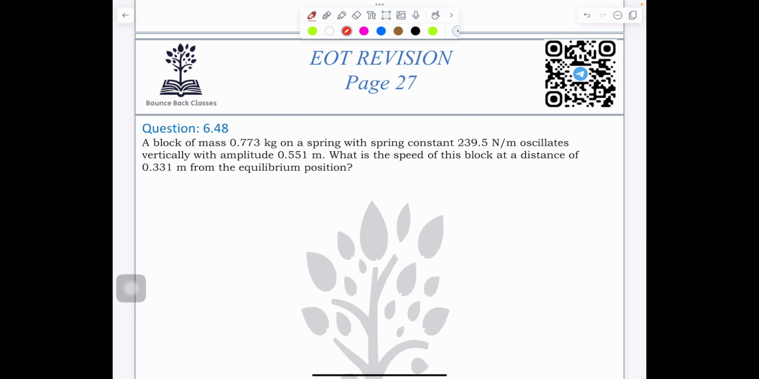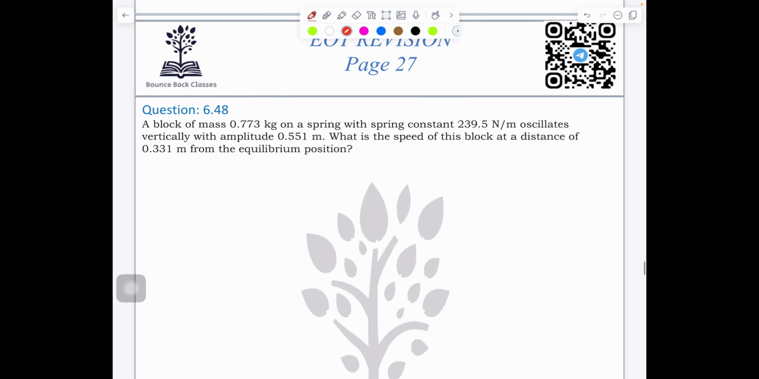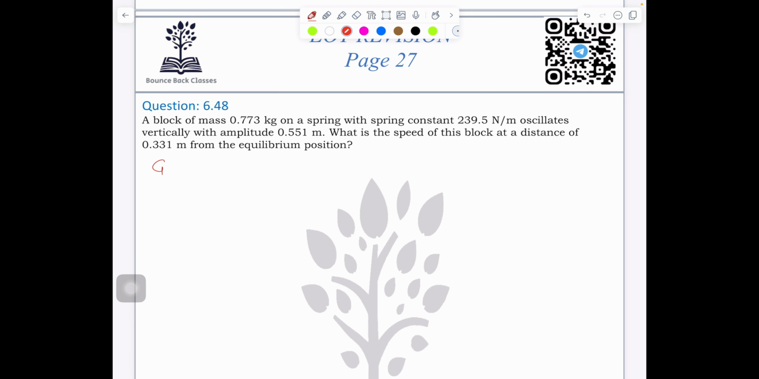As per your EOT, these are the questions they have already given to you. Focus on this one. A block of mass, given as 0.773 kg, on a spring. I told you, whenever you find the word spring, you should remember two things: force equals negative kx, and energy or work done is half kx squared. With a spring constant k of 239.5 newtons per meter.